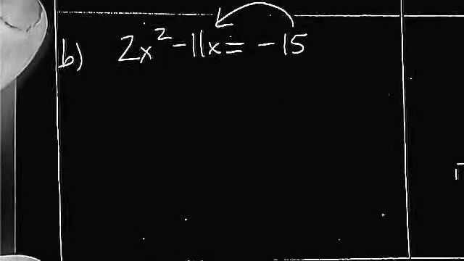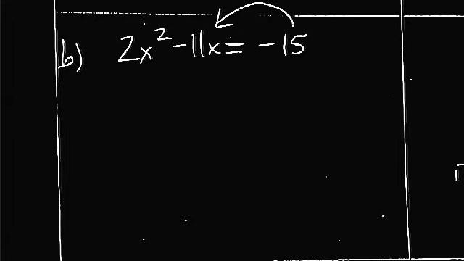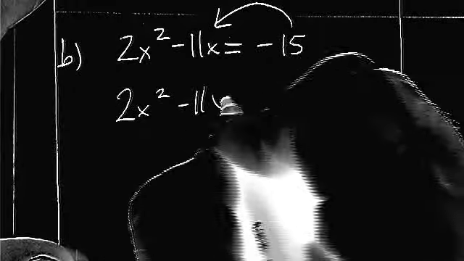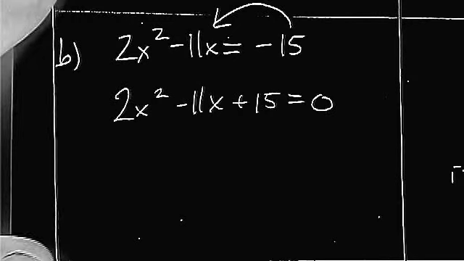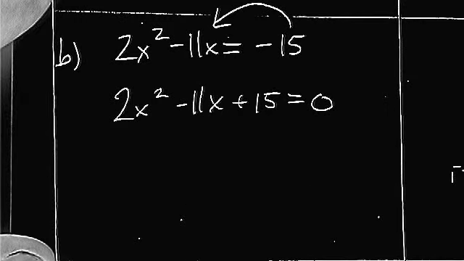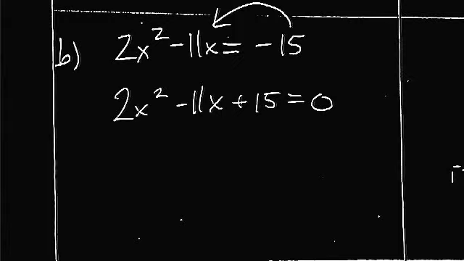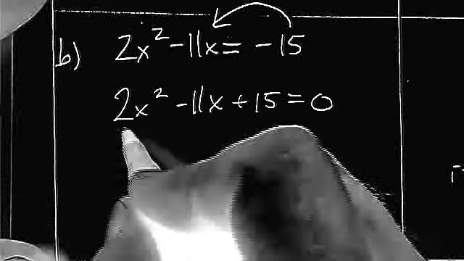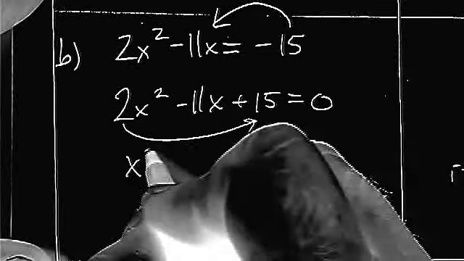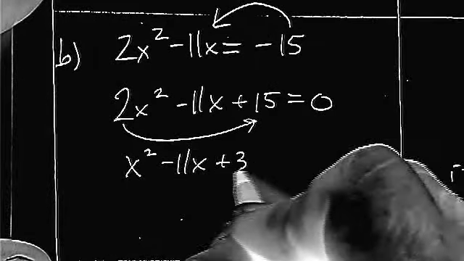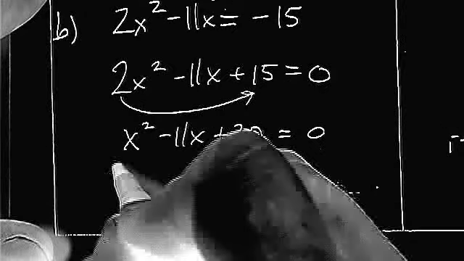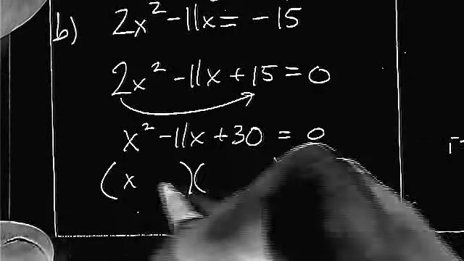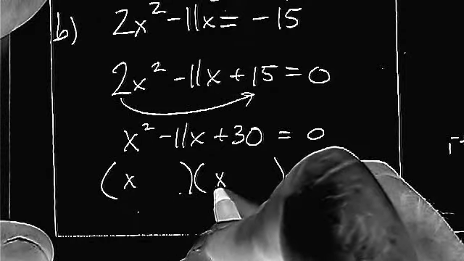Now, suppose I was to solve this equation. The first thing I would do is add the 15 to the other side. So we have 2x squared minus 11x plus 15 equals 0. This does not have a GCF. This is the one where we're going to use our little double magic trick here. We're going to take the 2 and multiply it times the 15, and that gives me x squared minus 11x plus 30 equals 0. And then we're going to factor. We've got the x and the x.